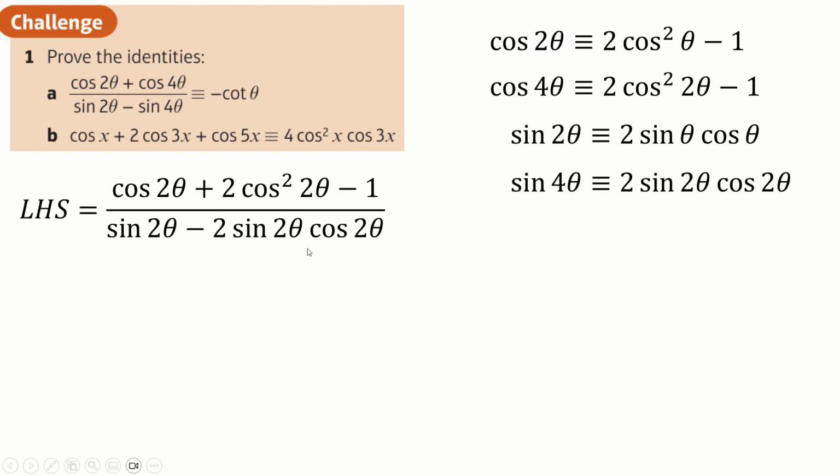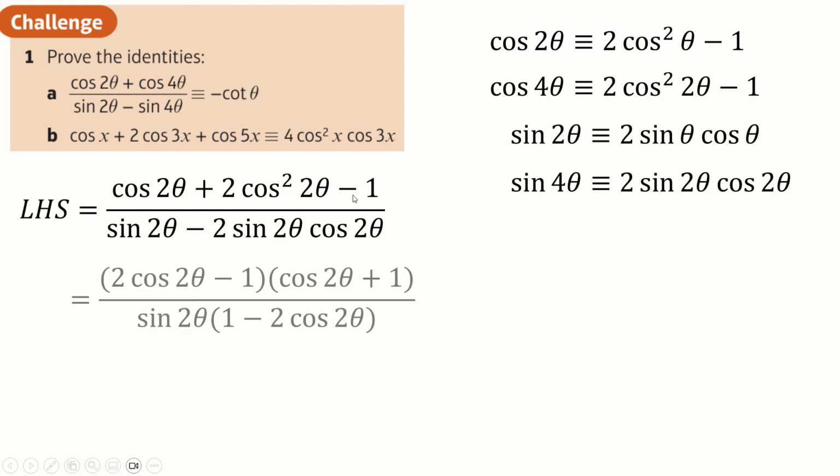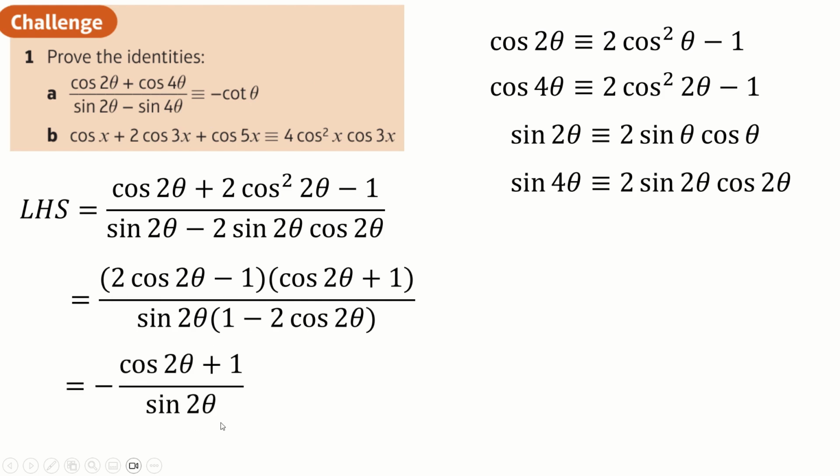And something nice happens here, which is the top actually factorizes, because you can imagine it as 2x squared plus x minus 1, which factorizes to this. And the bottom also factorizes because it's got a shared sine 2 theta in it. And then this and this cancel, almost. They don't quite, but they do if you just put a minus in front. And then this just sorts out quite nicely, I think, if you just replace this using this formula up here. Is it this formula up here, or is it not? Yeah, it is, because you just add 1 to both sides, and you get the 2 cos squared.